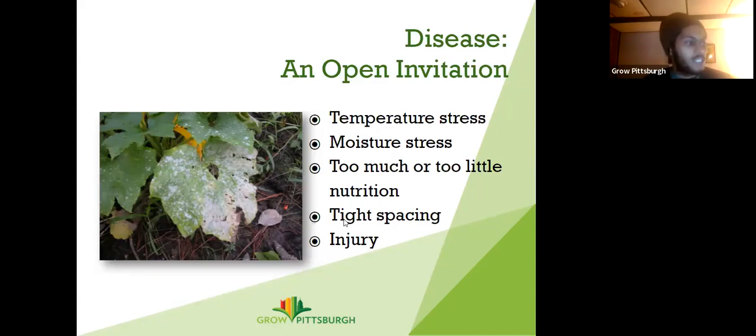Disease, an open invitation. That picture is of a cucurbit, something in the cucumber family, maybe a zucchini or cucumber itself, and it has what's called powdery mildew. That's a really common fungus that affects things in the cucumber family.